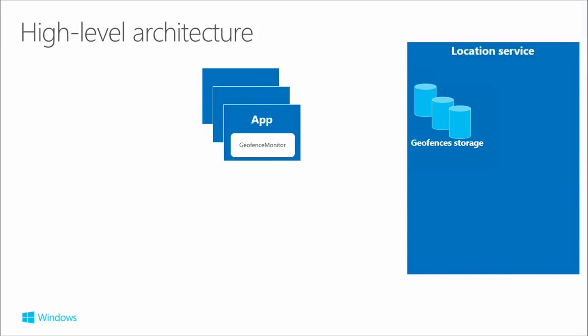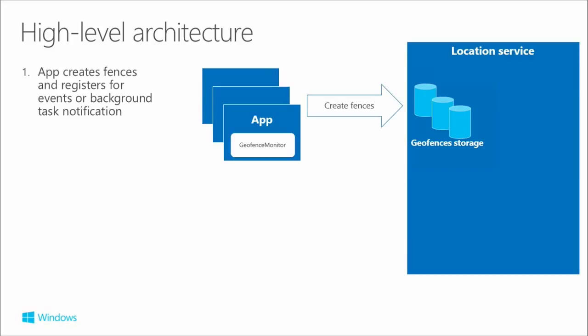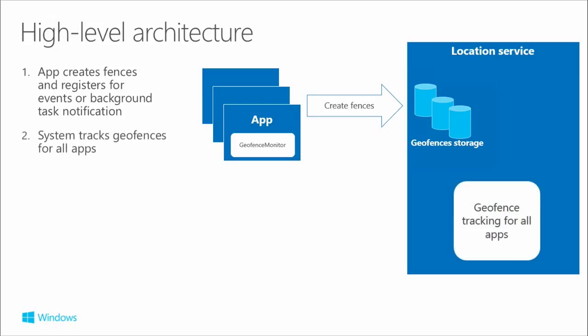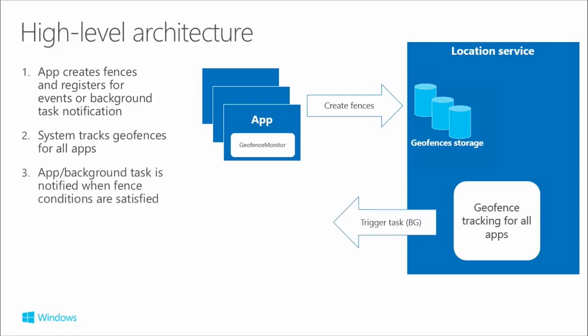Here's the high-level architecture of how geofencing works. We have our application, we have the location service, and this is a service on our phone. We create a fence, and that registers either a foreground event or a background task notification. The geolocation takes that and stores it inside of its geofence storage, and then it uses its geo-tracking service for all applications. It tracks all the geofences at one time. Then when we trigger a geofence for our application, it's going to trigger that task that we've set up, that we saw the background task in the previous session.